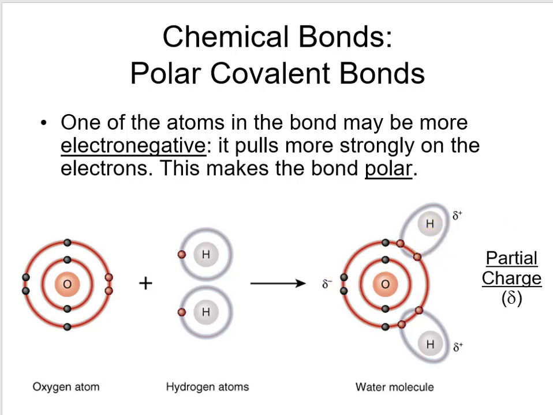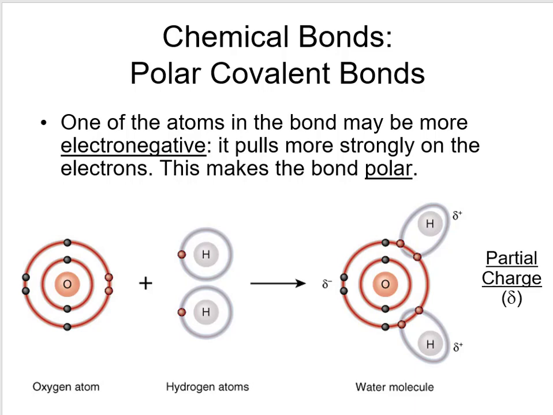Now, it's not really worth our while to ask what partial means. Does that mean like 0.1, 0.2, 0.3? As far as I know, nobody has really quantified these things. We just say that it's a little bit positive here and a little bit negative here. And so again, the bond itself is a polar covalent bond.